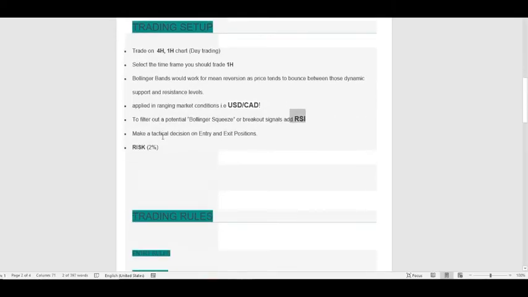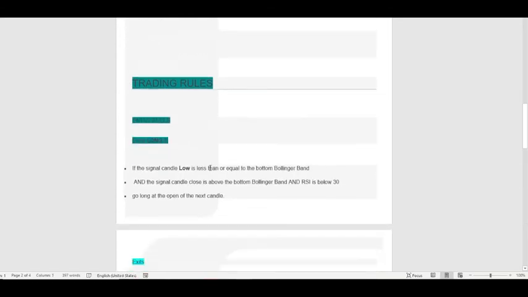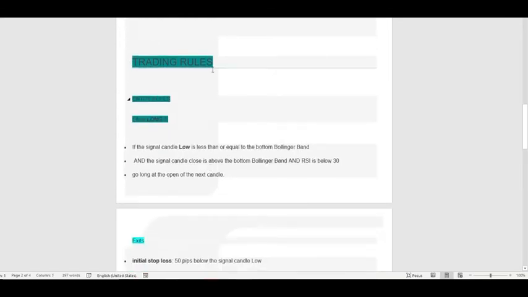Make tactical decisions on how to enter and exit. For every strategy you should have a tactical decision on your entry and exit positions. Risk should be 2%, as I said, for this strategy always. So trading rules: what are the trading rules? What are the entry rules first?